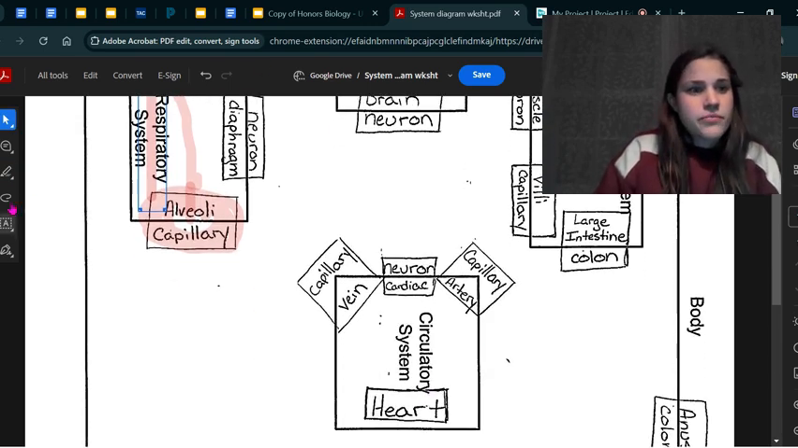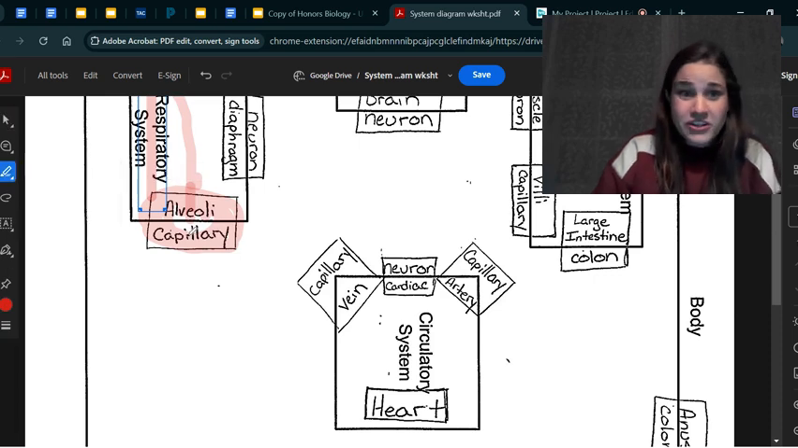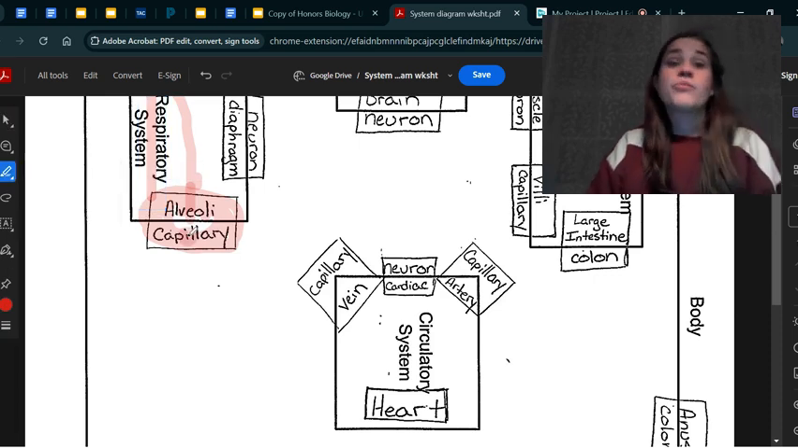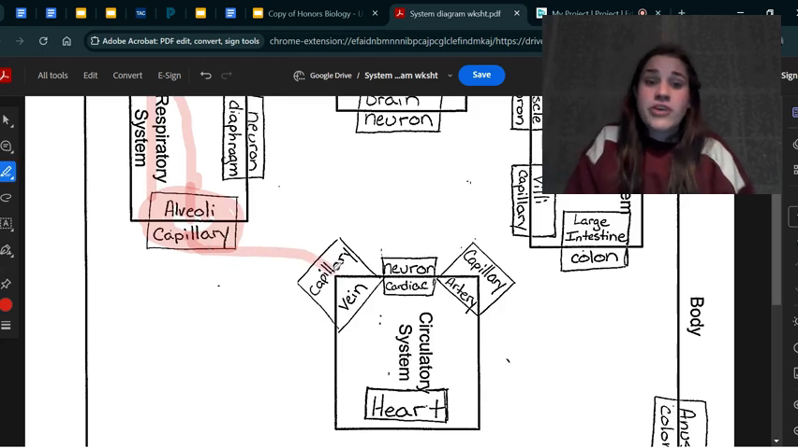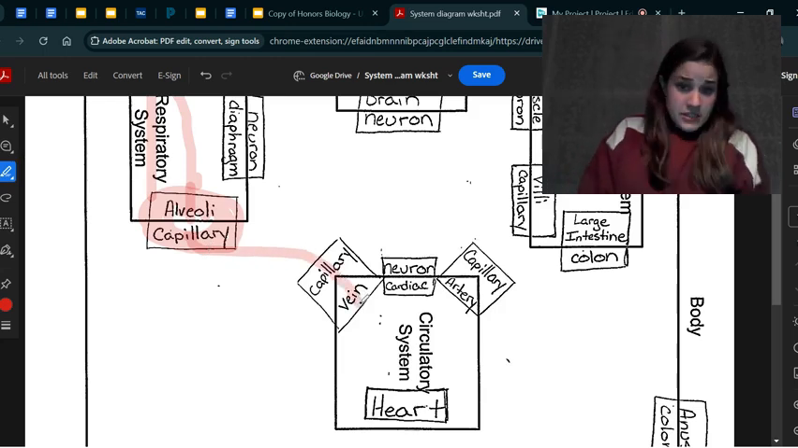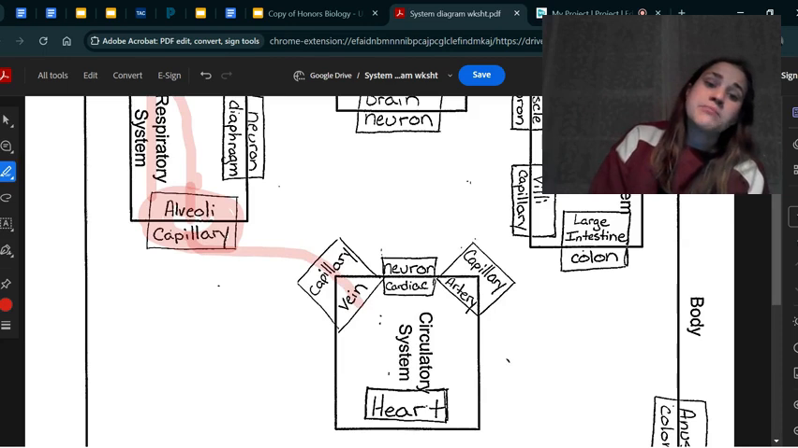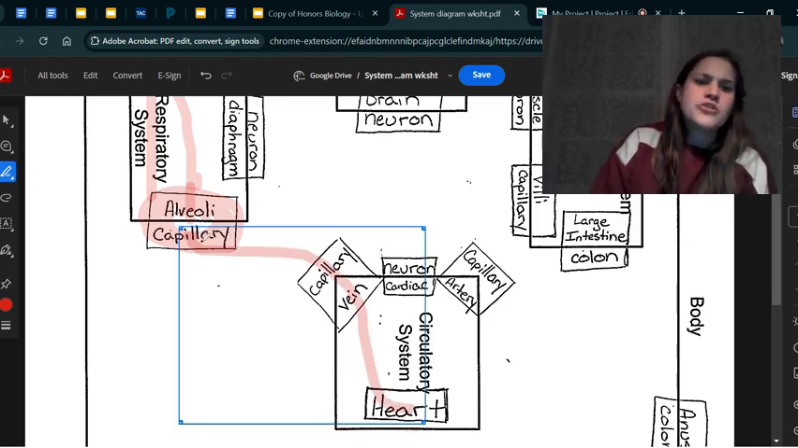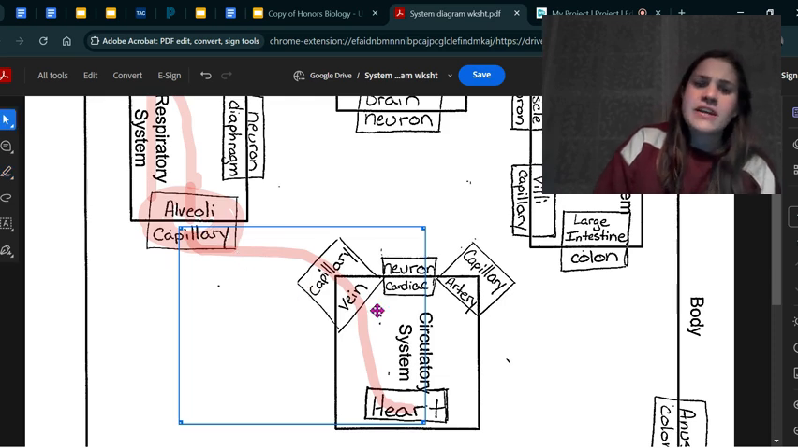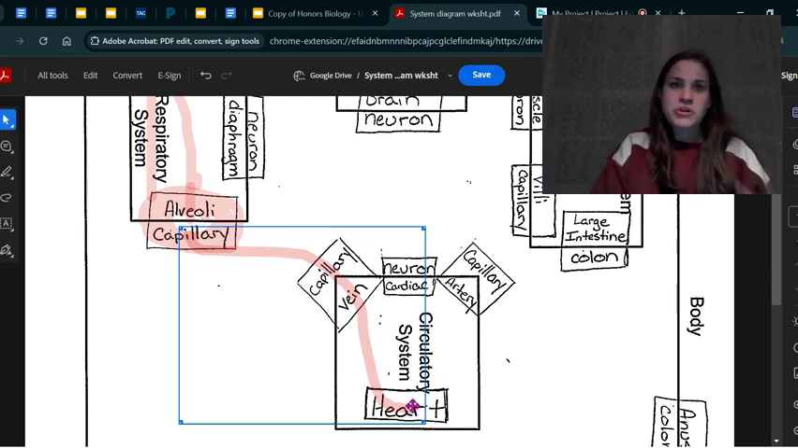So if we track that further, now that it's in the capillary, what is that going to connect to? Well, the capillary is going to connect to a vein. Veins are blood vessels that connect and bring everything to the heart. The heart's kind of like a giant distribution center. So think of your capillaries as kind of side roads, your veins as highways, transporting this oxygen to the heart, this big distribution center.